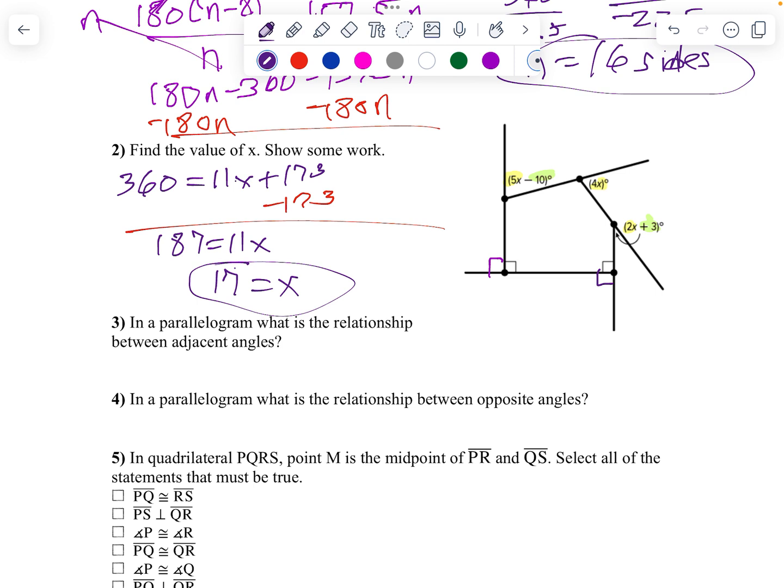Okay, on question number 3. In a parallelogram, what's the relationship between adjacent angles? Well, we know in a parallelogram these are parallel, right? So we know these are consecutive interior angles, so we know they're supplementary. And the opposite angles, on question number 4, we know they're congruent.